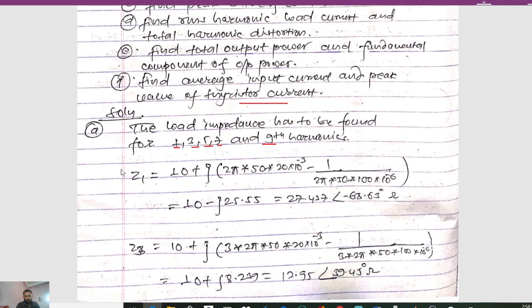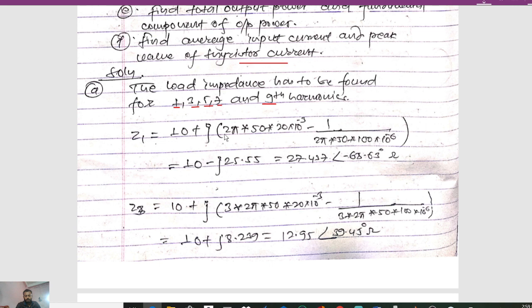So first we'll calculate Z1. Z1 will be 10 plus jωL minus 1 upon ωC, since a capacitive load is also given. So 10 plus j times 2πf times L, where L is 20 millihenry, that is 20 into 10 to the power minus 3, minus 1 upon 2πfC, where the capacitor is 100 microfarad. For n equals 1, the value of Z1 will be 27.437 and its angle will be minus 68.63 degree.